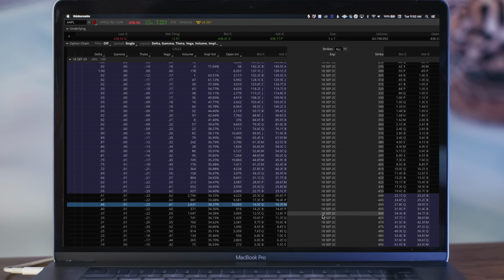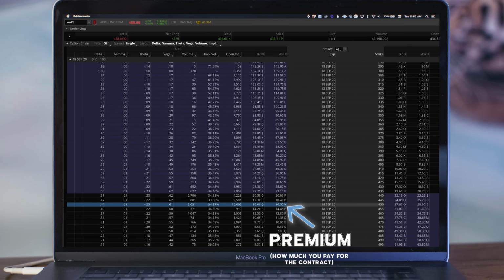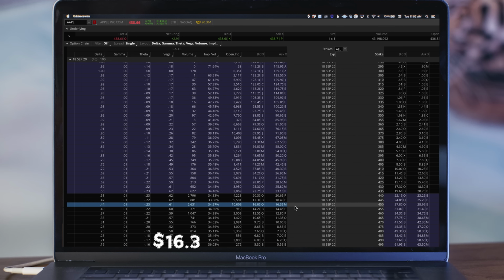The current share price is $438.66. So if we think that it's going to rise in value, let's say to $450, we could buy a call option. This $450 mark is the strike price. For this option, we'll have to pay the premium, which right now is $16.35. But remember, each contract is actually for 100 shares. So in order to find out how much you pay for this option, you need to multiply $16.35 by 100.